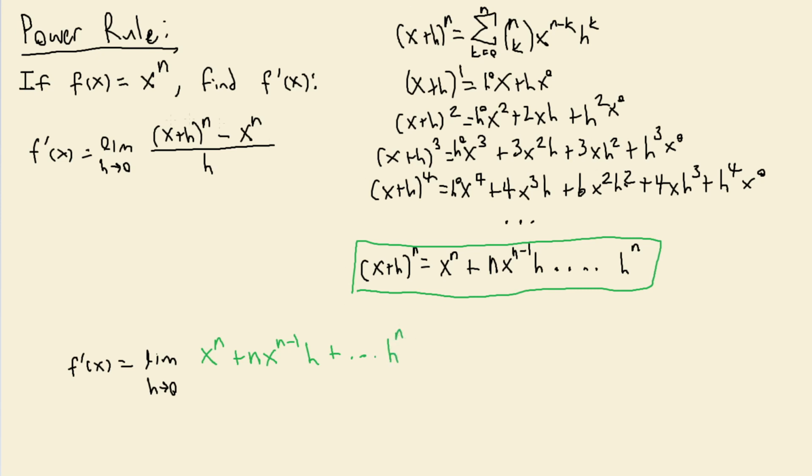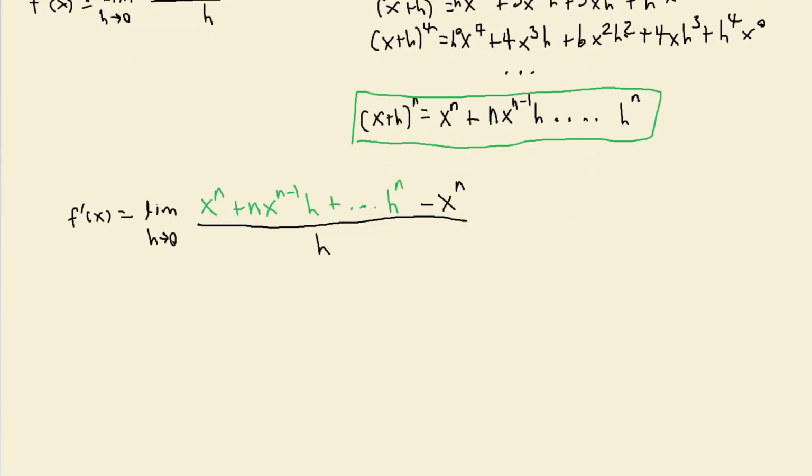And then from the rest of our definition, we're going to subtract f(x), which in this case is just x^n. We're going to divide the whole thing by h. And now what happens? Well, x^n here is going to cancel with this x^n. And this is what we're left with.